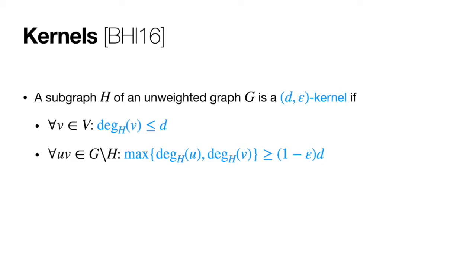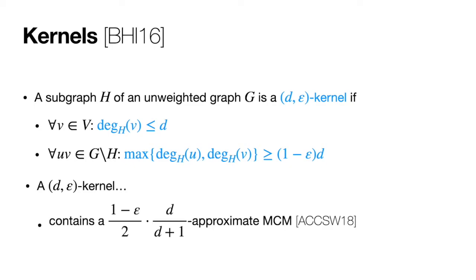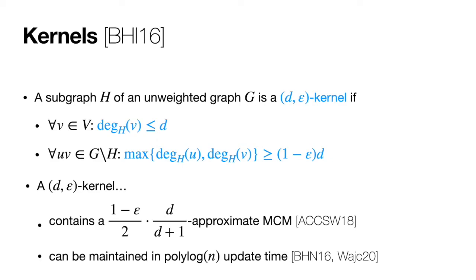Here are 2 known and useful properties of kernels. First, they contain approximate maximum matchings. This complicated looking factor here should basically be read as nearly 1/2. Second, kernels can be maintained in polylog n update time.